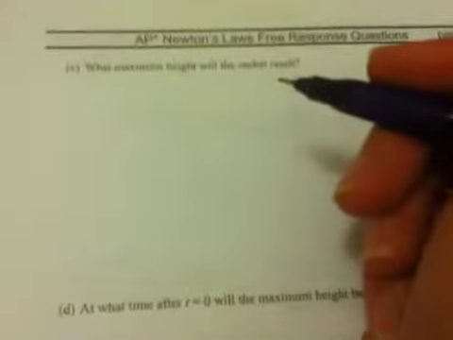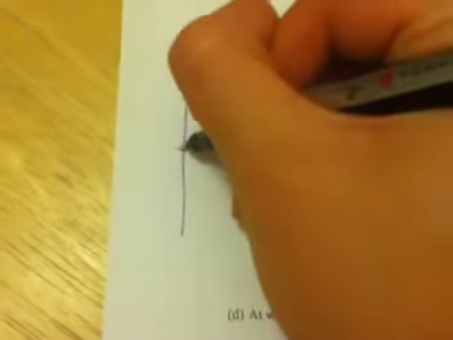So that was easy enough. Let's move on to the purely kinematics part. What maximum height will the rocket reach? Before, we said that there are 2 different parts to this rocket going up. In this first part, we have an acceleration of 30 meters per second squared, and that's going up.